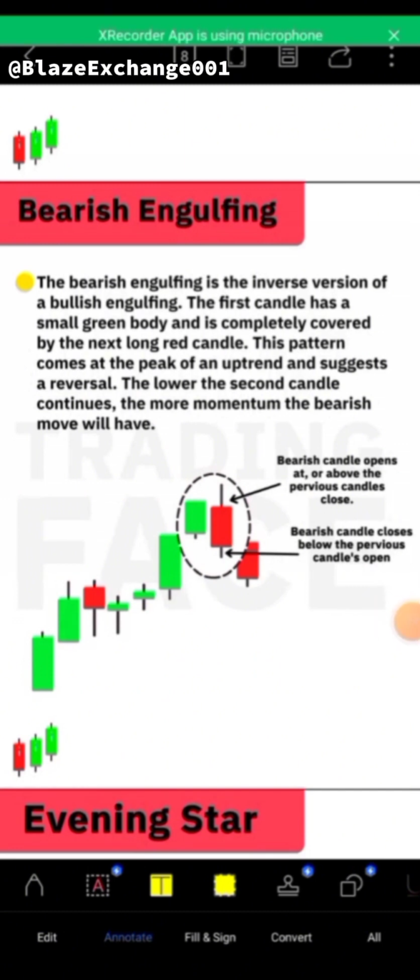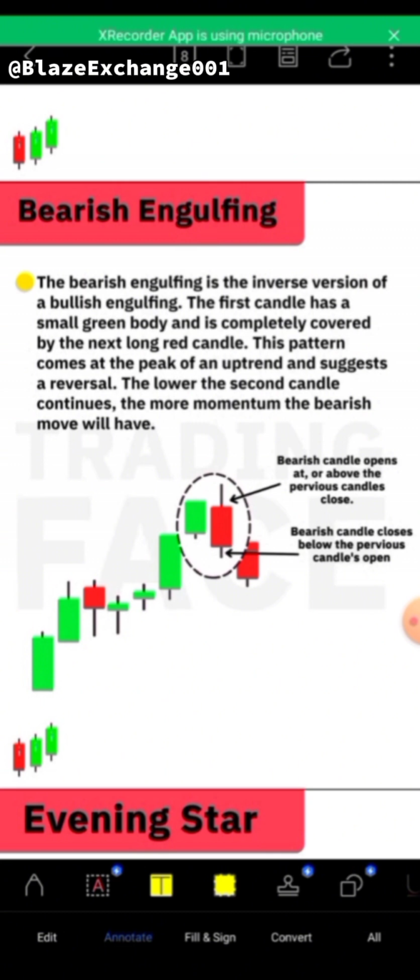So let's continue. They said the bearish engulfing is the inverse version of bullish engulfing, which I've already explained. The first candle has to be a small body. You see, for the bullish engulfing, the first candle is a small red one. But in this case, we have a small green one. The first candle has a small green body and is completely covered by the next long red one. That one, the bullish one, was covered with the green. The green covered the red, but in this case, red is covering the green. You understand what I'm trying to say?